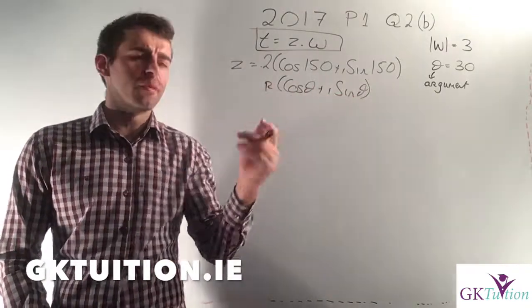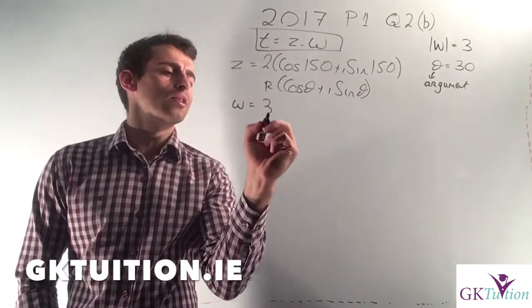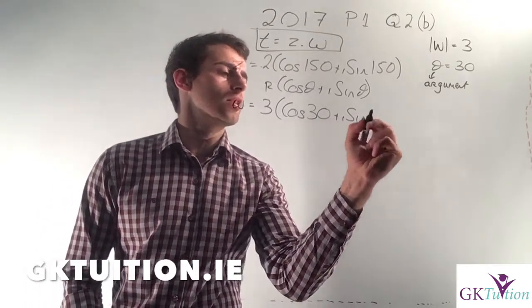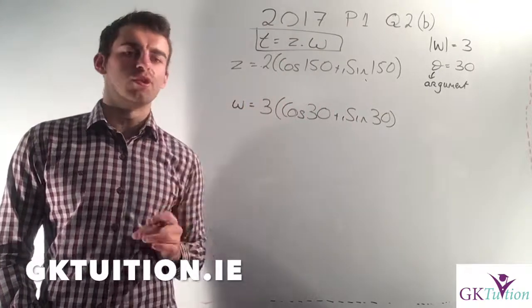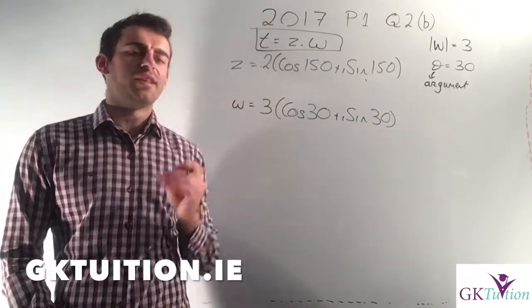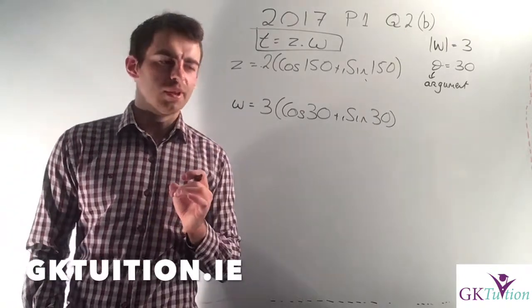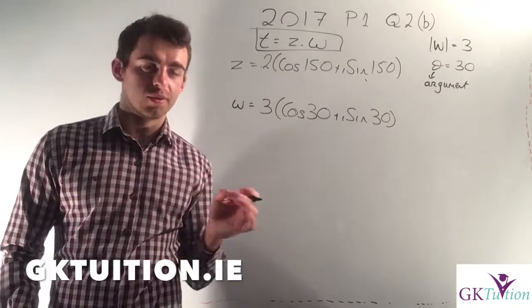So I've been given enough information that straight away I can tell what my w is. I can say that w is 3 times the cos of 30 plus i times the sine of 30. So now I know z in polar form and I know w in polar form, and I need to find t, which is z multiplied by w. There are two ways of doing this question. I want to talk to you about the first way and then show you the more straightforward way.